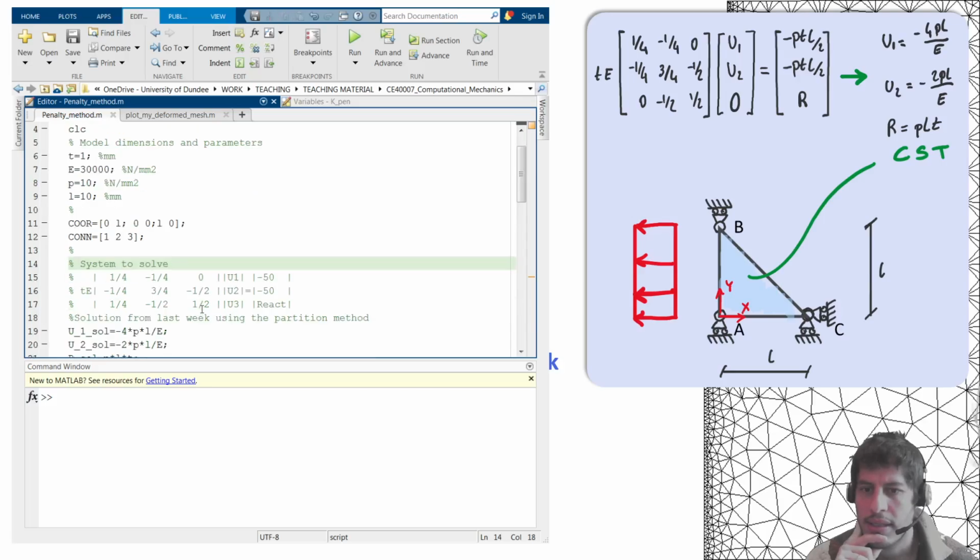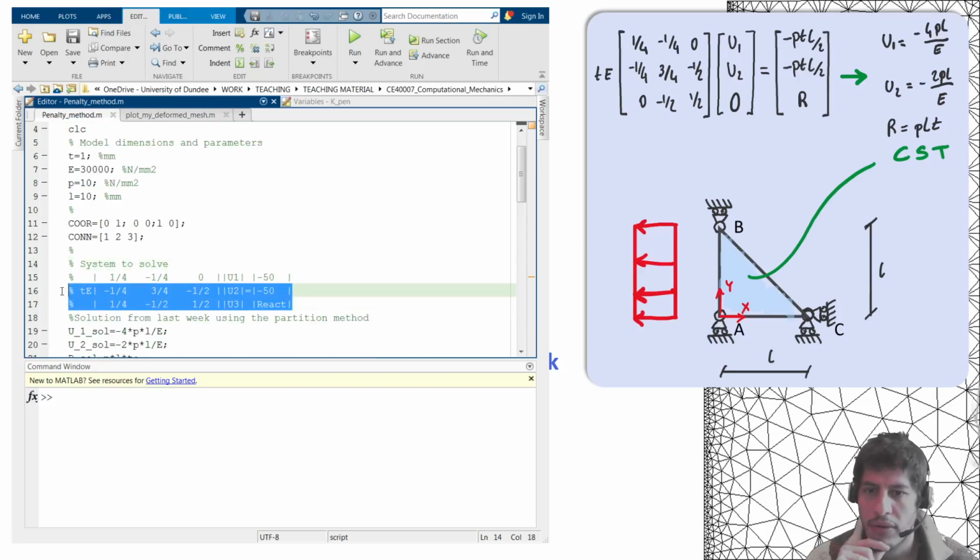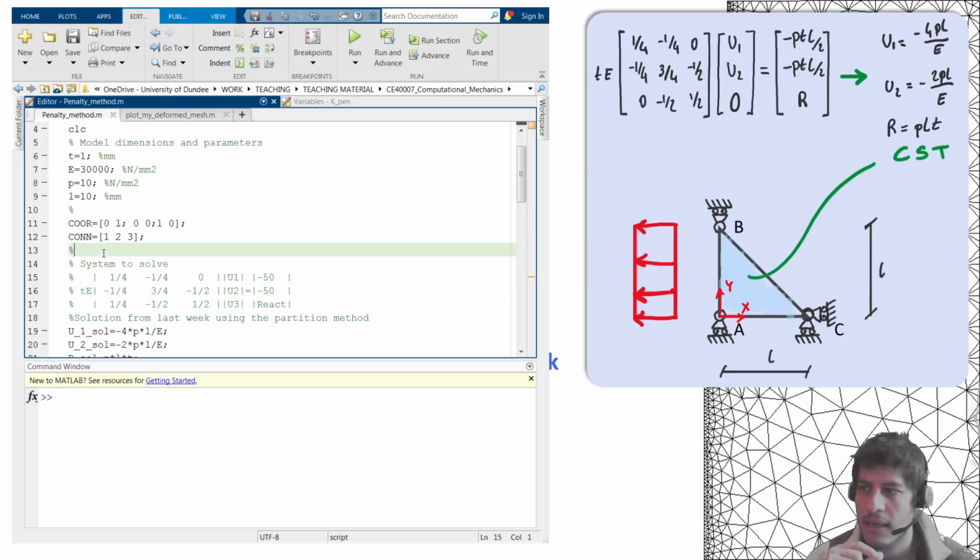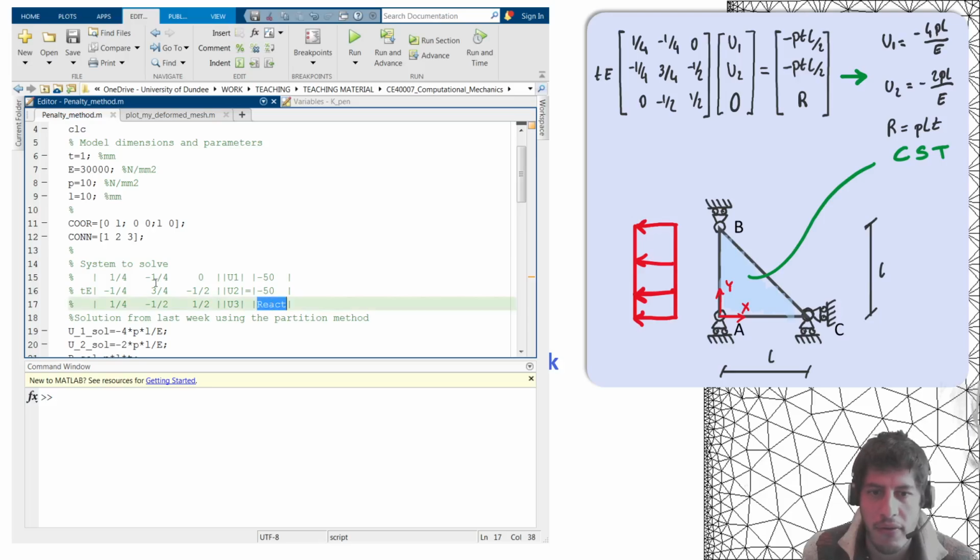So the system to solve, I wrote this here again. Basically it is the same equation that you see up there. So T E times, well, this is sort of a way I try to write a matrix, but basically I report the same values of the stiffness matrix up here, multiplied by U1, U2, and U3 is equal to, well, here I already put the values, minus 50, and then the reaction.